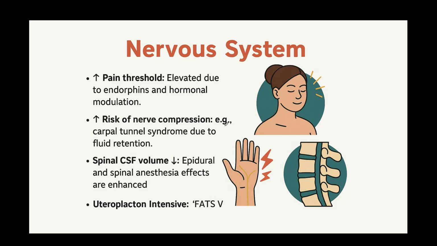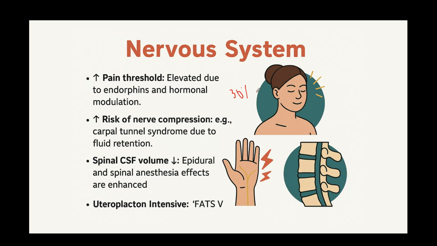Nervous system: pain threshold is elevated due to endorphins and hormonal modulation. Let's remember that MAC is also reduced by 30%. There is a risk of nerve compression, for example, carpal tunnel syndrome due to fluid retention. Cerebrospinal fluid volume and epidural space are reduced. So, plus the increase in the pain threshold, you may need a small dose of local anesthetic if you want to go for a neuraxial block.